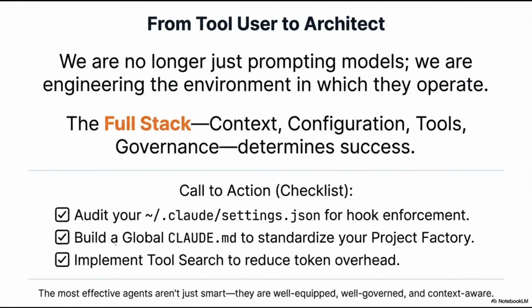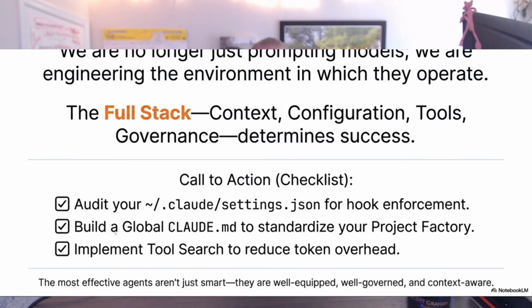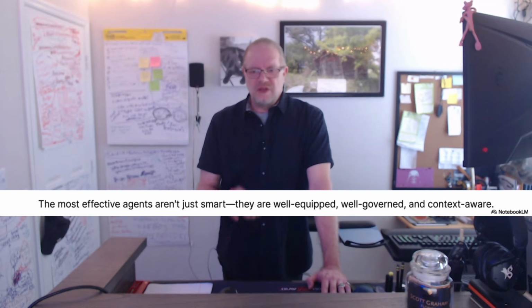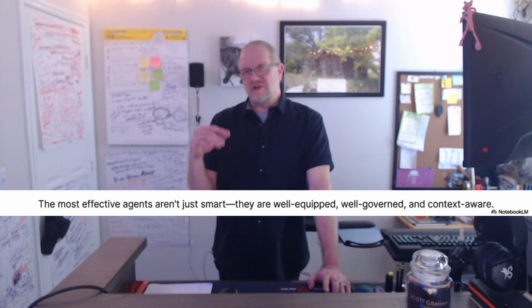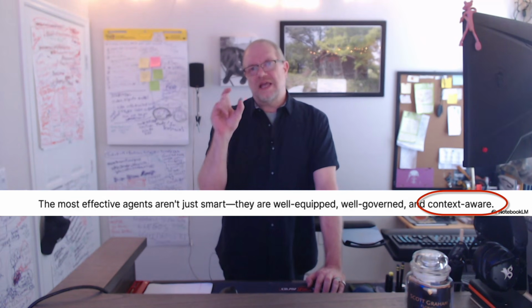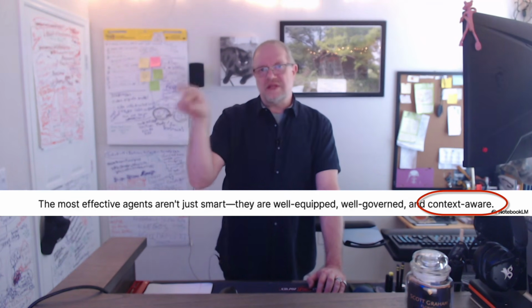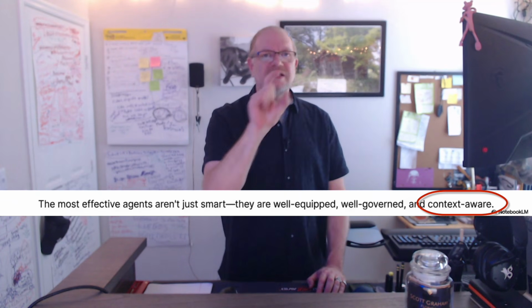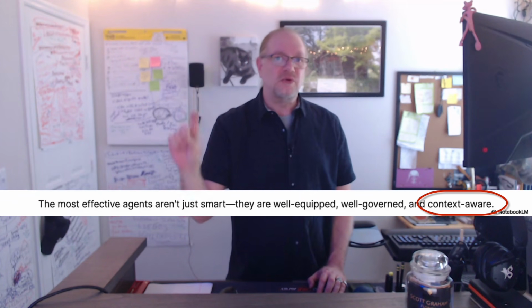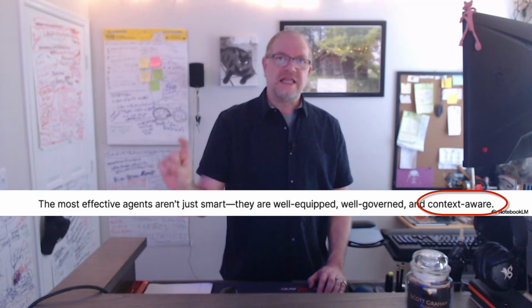But at the bottom, I think it's a nice touch there. The most effective agents aren't just smart. They're well equipped, they're well governed, and they're context aware. And I want to put a circle around that context aware part. They're context aware of the job they need to do at the moment.